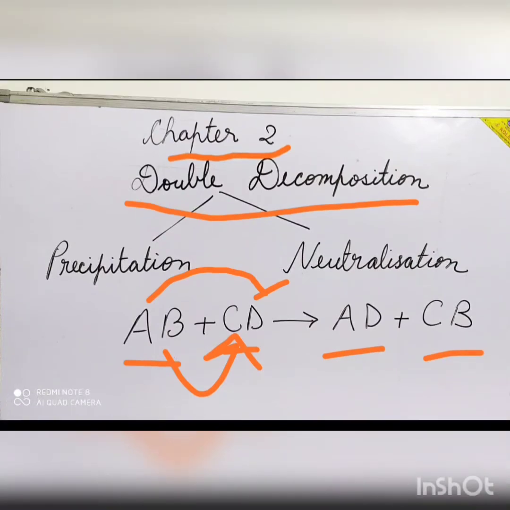Double decomposition reactions are of two types: precipitation reaction, in which the formation of a precipitate takes place, and neutralization reaction, in which the formation of a salt and water takes place.